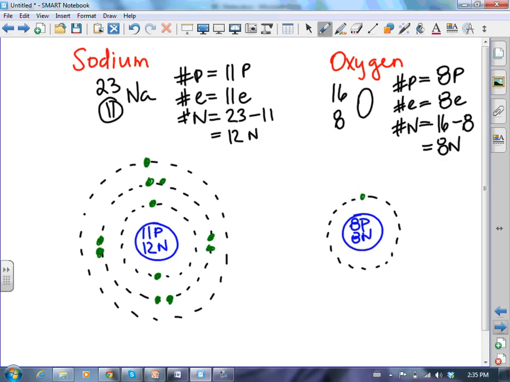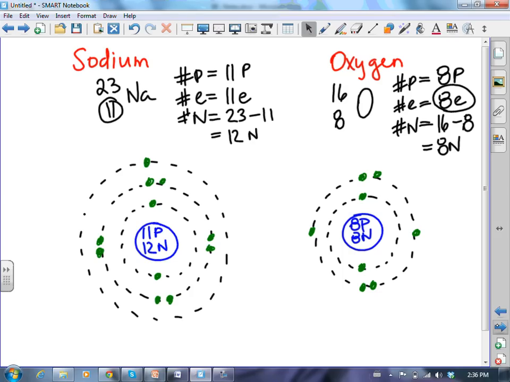So I put the first 2 electrons in that first shell. There's 2 electrons, 1, 2. I still have 6 more to draw though, remember, because I actually have 8 electrons. So those other 6 electrons, where do they go? They go in the second shell. So we have 6 more to draw. 1, 2, 3, 4, and then top 5 and 6.